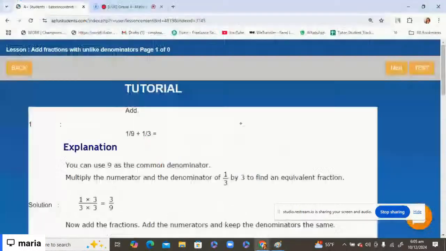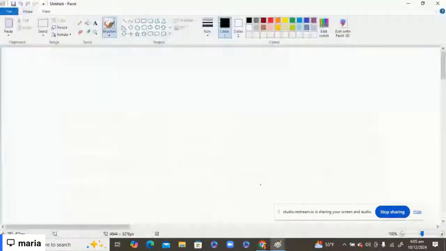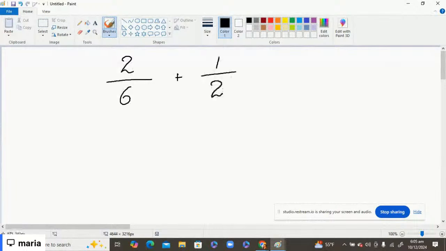Okay, let's do the next example. I'm going to write it here: 2 over 6 plus 1 over 2. So what do we do first? Now you guys tell me. The first step is to check what is the greater denominator. So the greater denominator is 6. We make the 2 equal to 6.